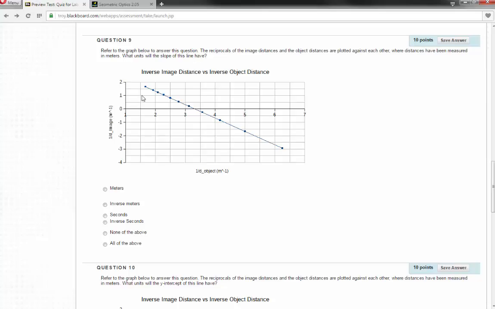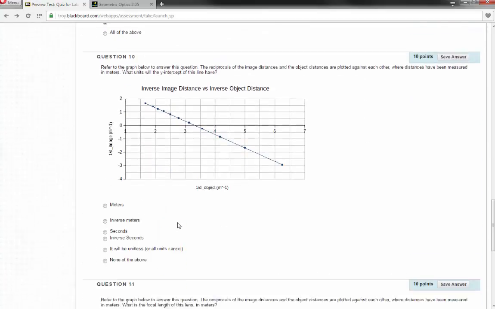But if you did in fact do that, you will notice that the slope of this line has to be a change in this divided by a change in this. And both have the same units. They are both meters to the minus 1. So that basically means that if you took the slope, you'd have meters to the minus 1 over meters to the minus 1, and so that leaves you no units. So looking through these options, none of the above is the correct option because unitless isn't listed here.